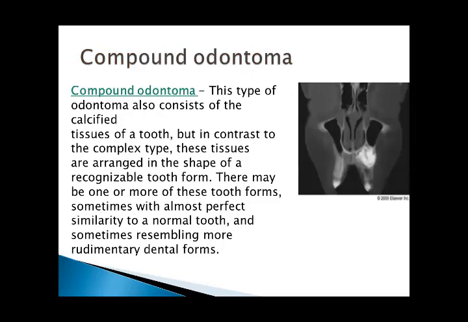Compound odontoma. This type of odontoma consists of the calcified tissue of the tooth but is composed of a more complex type. These tissues are arranged in the shape of recognizable tooth forms. There may be one or more of these tooth forms, sometimes with almost perfect similarity to a normal tooth, and sometimes resembling more rudimentary dental forms.